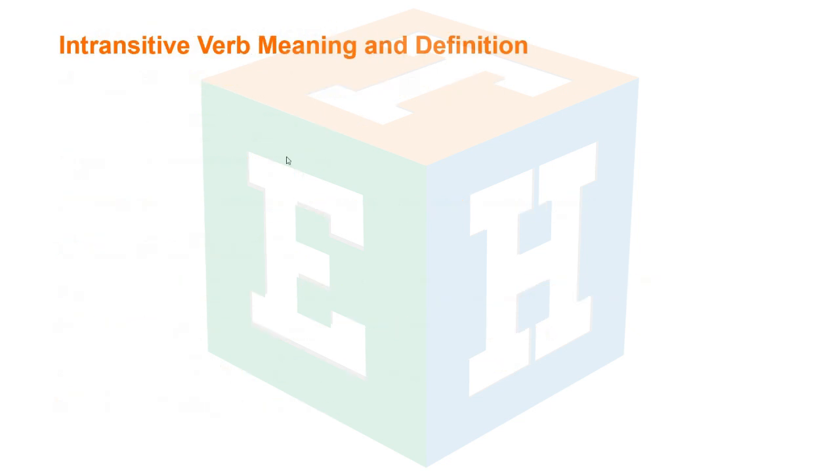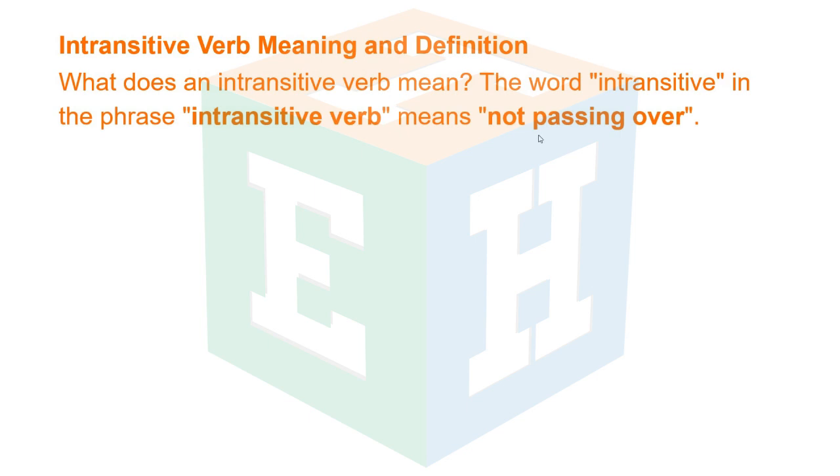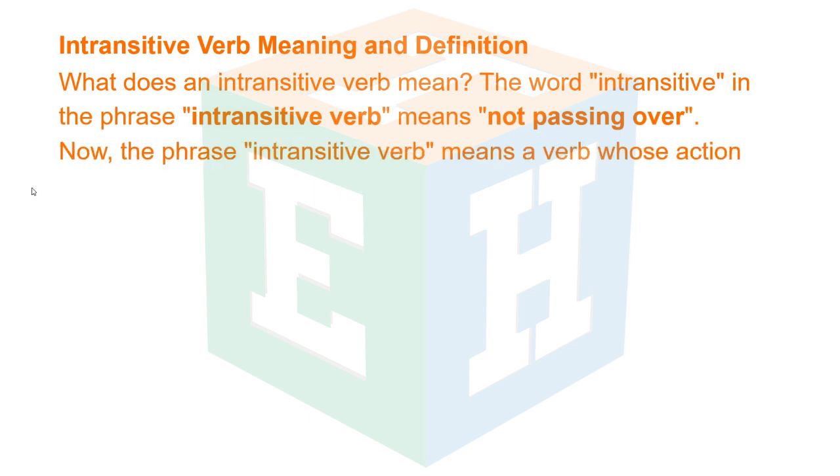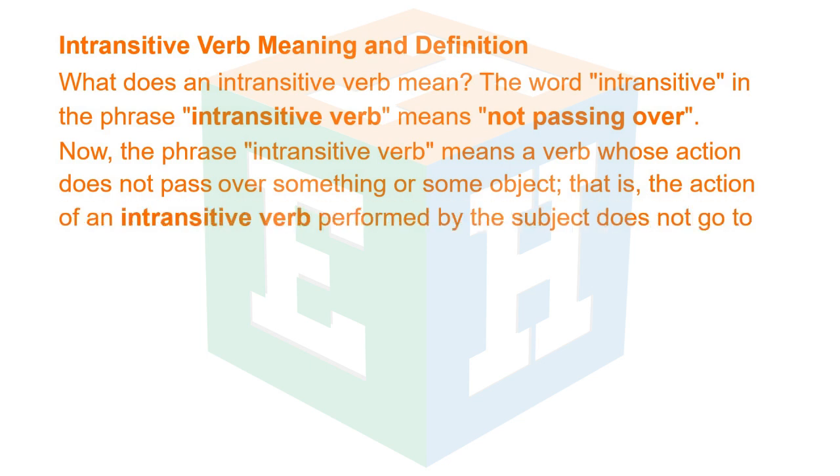Intransitive verb meaning and definition. What does an intransitive verb mean? The word intransitive in the phrase intransitive verb means not passing over. Now, the phrase intransitive verb means a verb whose action does not pass over to something or some object. That is, the action of an intransitive verb performed by the subject does not go to an object.